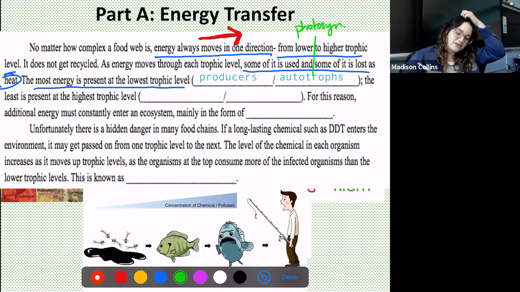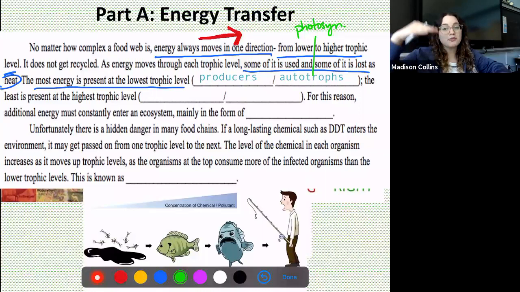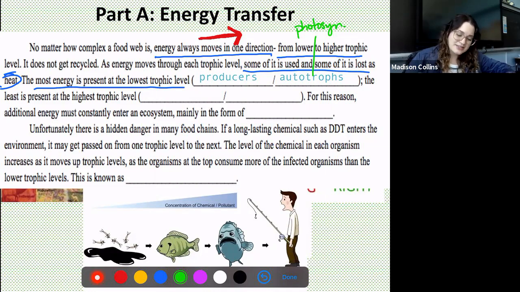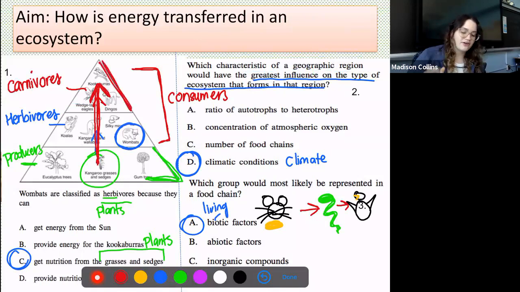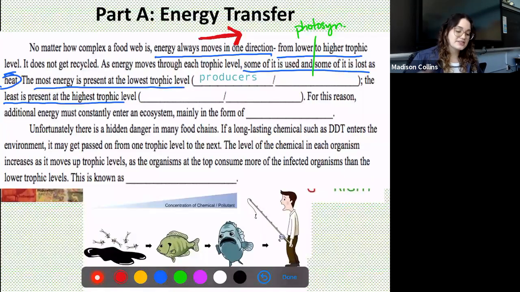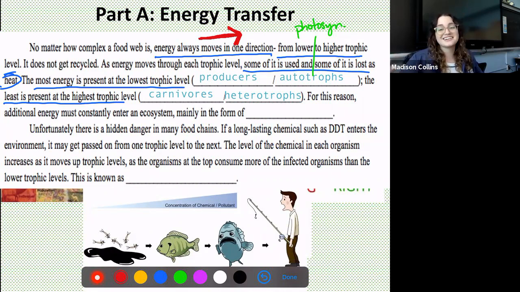Okay, but we also know that energy is going to be moving up throughout those trophic levels. It's going to move to the higher ones, which means that the least energy is also present at the highest trophic level. Now, what did we find at our highest trophic level as energy moved through that food chain? Well, that's where we find our carnivores. So the least energy is actually present with our carnivores, which we can classify as heterotrophs because they have to eat other organisms to get food. I'm sorry, to get energy.